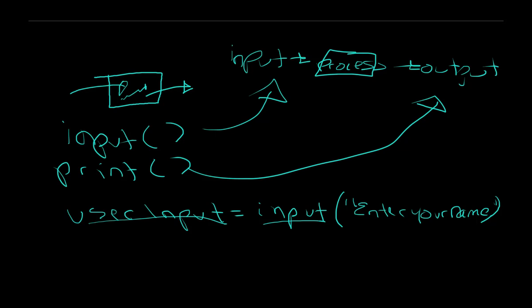Our other function is the print function, and this will print to the screen for us. And all we're going to do is put inside of here what we want Python to print. So if we say print hello, Python is just going to print hello to the screen. And we'll see some examples of that when we start using IDLE and we start actually putting code and running it.